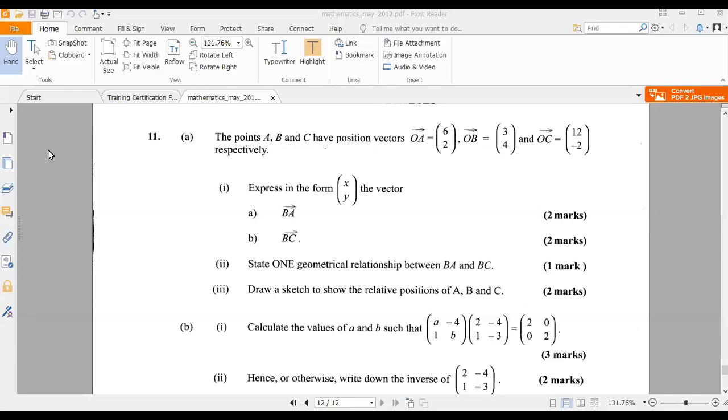So we want to find BA. So the vector BA, right? We move from B to what? B to O. Am I right? Then what? O to what? O to A. And this is the direction. All right.